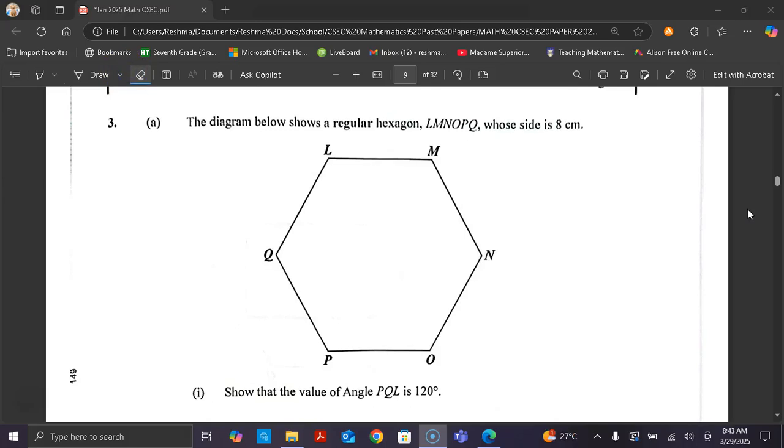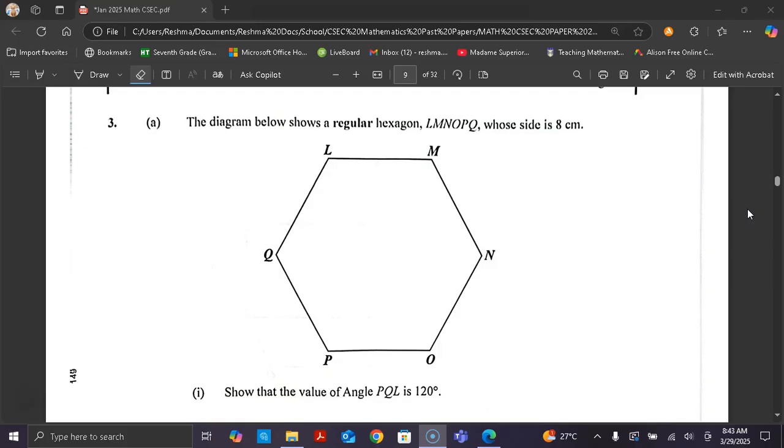Hi everyone, so let's continue with the January 2025 CSEC Math Paper 2 and we're on question number 3. So this kind of question hasn't come in a while in CSEC, so it has to do with geometry, more specifically polygons, and also there's a part that involves constructions. So let's do part A.